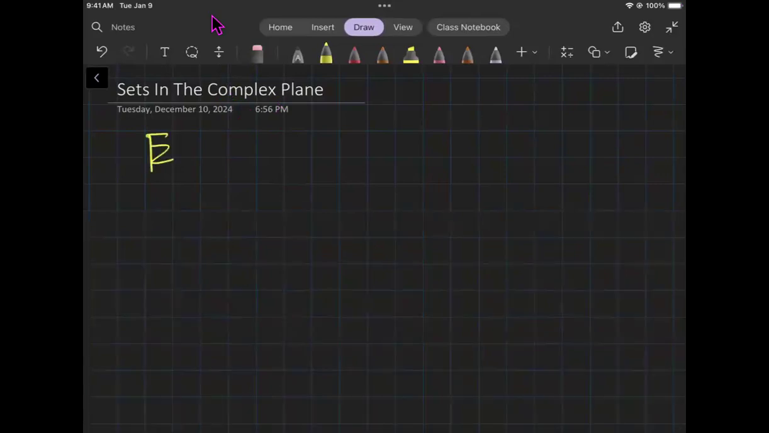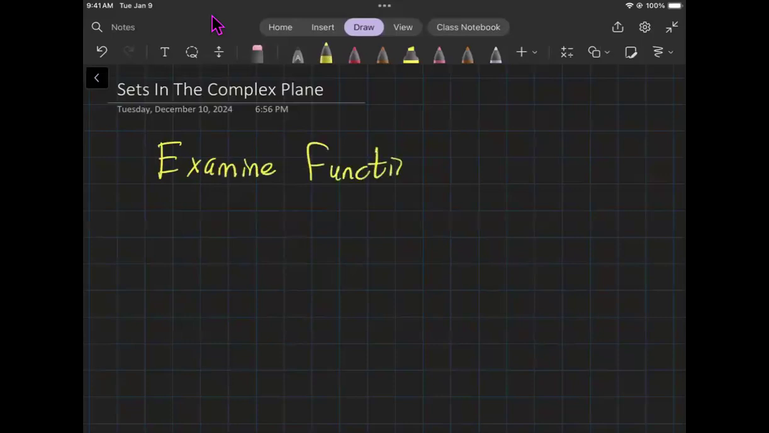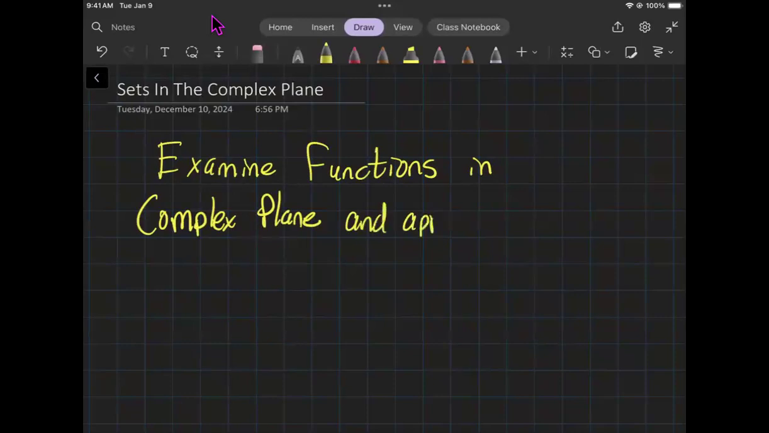So we're going to examine the functions in the complex plane, and very soon we're going to apply calculus to these functions.